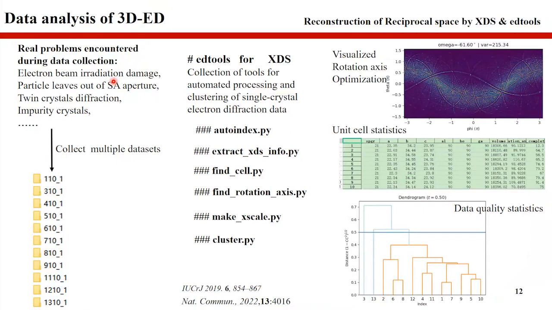In this software, the accurate rotation axis could be optimized globally. Moreover, the unit cell statistics and the data quality statistics for the multiple data sets could be reviewed. It could give us more information about the different data sets so that we could choose the best one, or we could choose to merge these data sets for the structure determination.